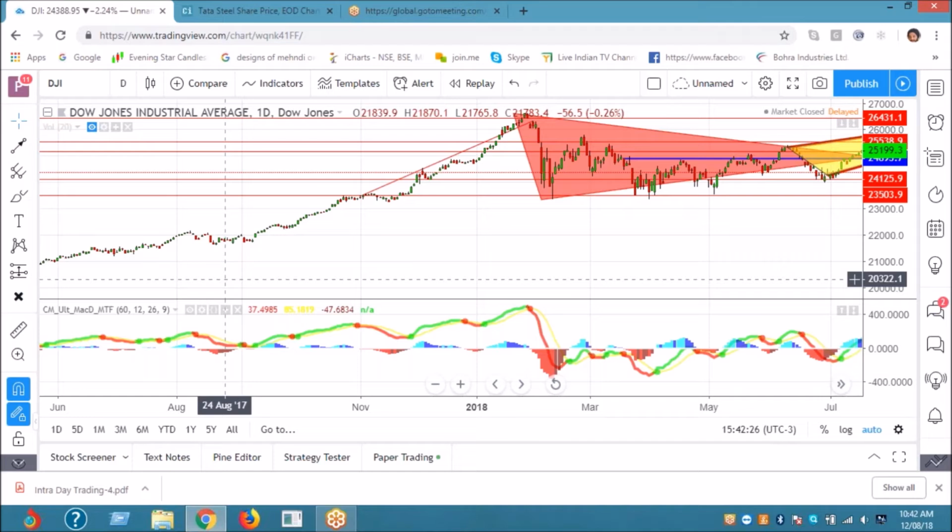So I need at least 7 to 8 systems. I need news. I need everything because I have the responsibility of handling everybody's money, right?